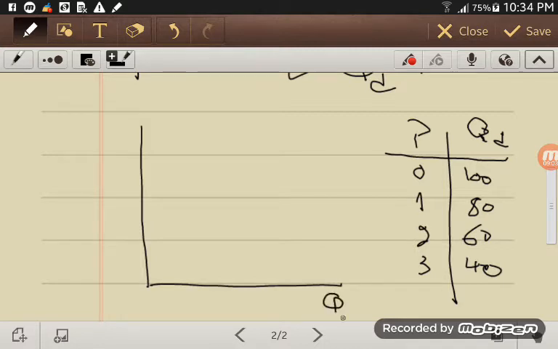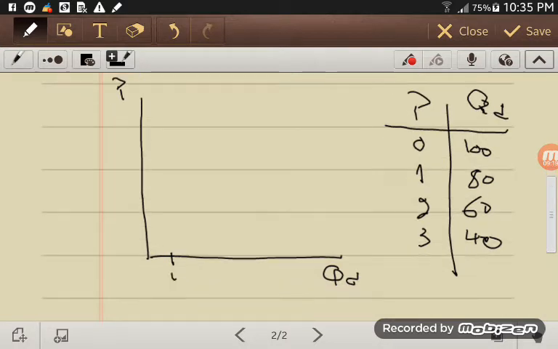This is QD, and it should be QD. Okay, x-axis is always QD, or quantity. Y-axis will be price. As we said before, you have to draw using a scale.